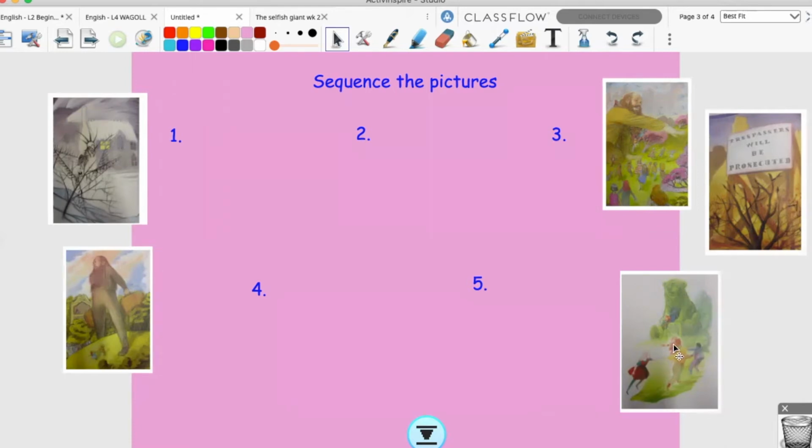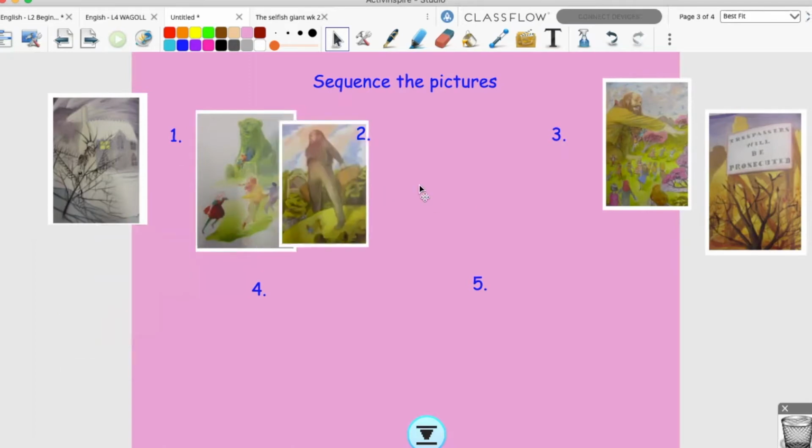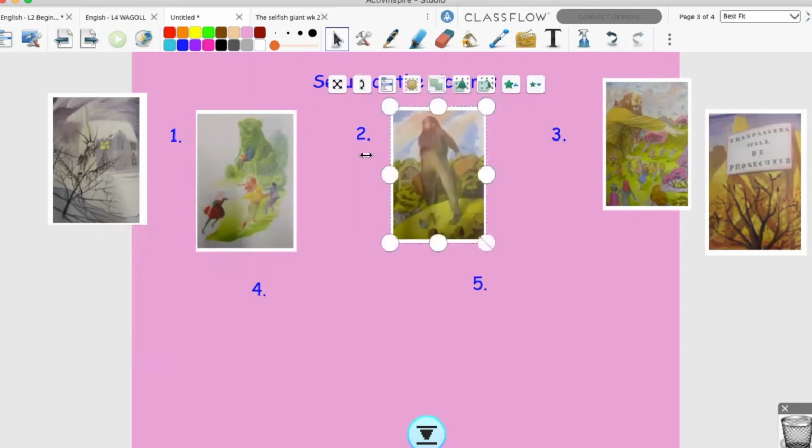I think it's this one. So at the start of the story, the boys and girls are playing in the giant's garden. What comes next? Well, I think the giant doesn't play with them, but I know the giant comes home. So that's my second picture. So I've got the children playing in the garden, and then the giant comes home.